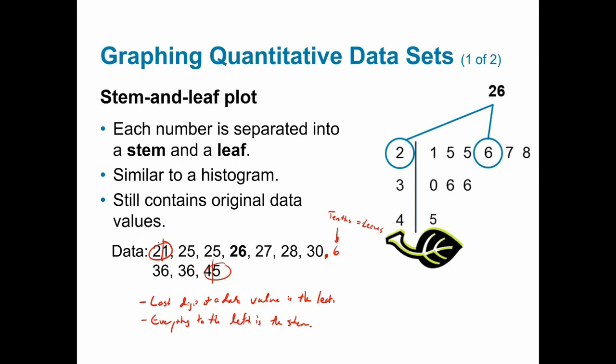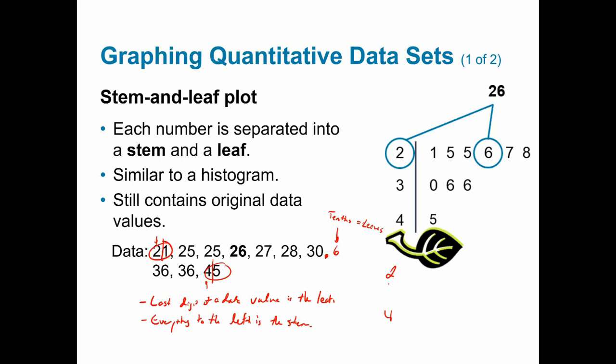So find your smallest value, find your largest value, and get the smallest and largest stems. In this case, our smallest stem is 2, our largest stem is 4. You have to include every single stem between those two. I don't care if there's a data value that matches that stem or not, you have to have every single stem.